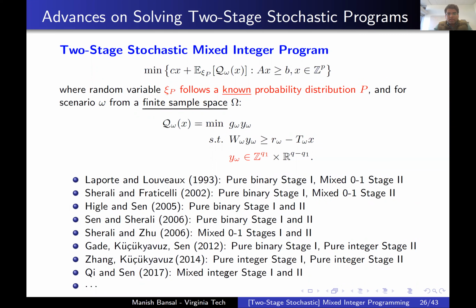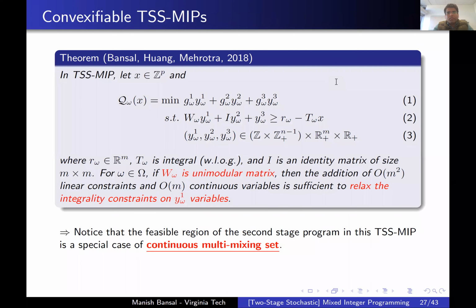So there is a wide variety of literature where the first stage is considered to have pure integer variables, and the second stage is a mixed integer program. There are very few works where mixed integer variables have been considered in the first stage. So we decided to stay focused only on the case where the first stage has only pure integer variables. We studied some two-stage stochastic mixed integer programs with structured mixed integer programs in the second stage, and tried to obtain the convex hull for the second-stage problems. Here is just one example I'm sharing.